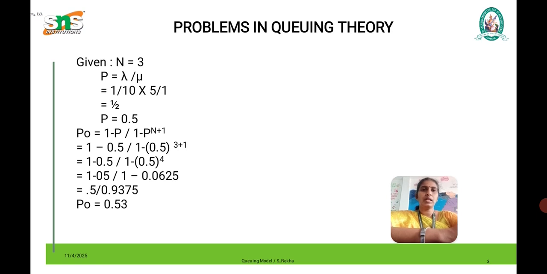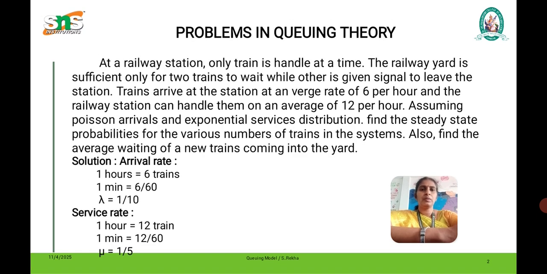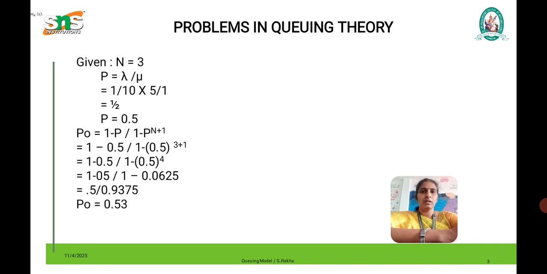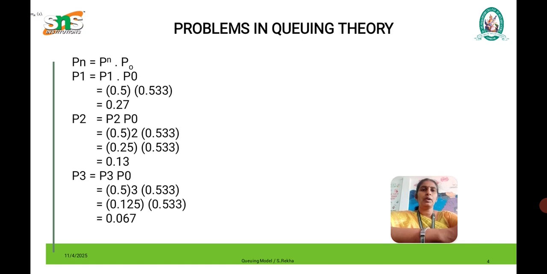Next we find the average waiting time of a new train coming into the yard. For that we take the yard capacity, that is n equal to 3, and for all problems we have to find rho, which is lambda by mu. Lambda is 1 by 10, whereas mu is 1 by 5. Taking the reciprocal, we get 5 by 1, so the final answer is 1 by 2. So we can say rho equals 0.5.